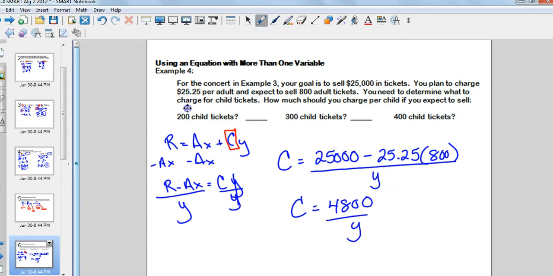And now it's going to be really, really easy. These numbers they set up for us here are just going to be our ever-changing y's. So if I plug in a 200 for the y, 4,800 divided by 200, I end up with $24. If I plug in a 300, 4,800 divided by 300, I think I end up with $16. And if I plug in a 400, 4,800 divided by 400, I end up with $12. So as we would have thought, the more children's tickets you plan on selling, the less money you have to charge for them, and that's kind of how economics works, at least for this problem.